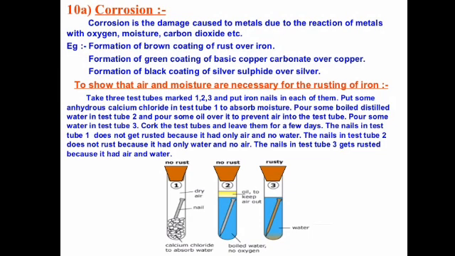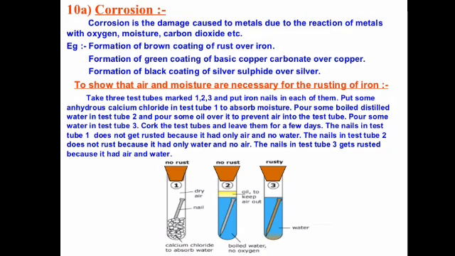Corrosion is the damage that is caused to metals due to their reaction with oxygen, moisture and carbon dioxide present in the nearest atmosphere. So the metal gets eroded due to corrosion. For example, we see corrosion in the form of brown coating or rust over iron, and green coating of basic copper carbonate that is formed over copper. Similarly, the black coating of silver sulfide is formed on silver. These coatings are corrosion that takes place on the surface of the metals.